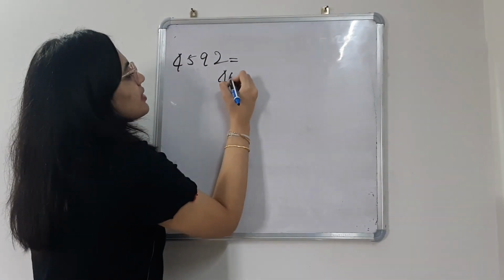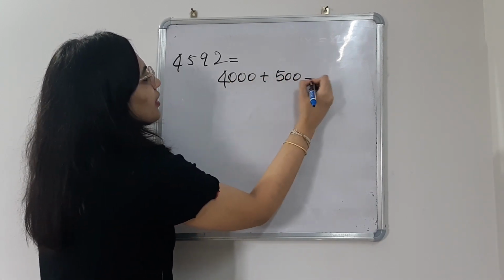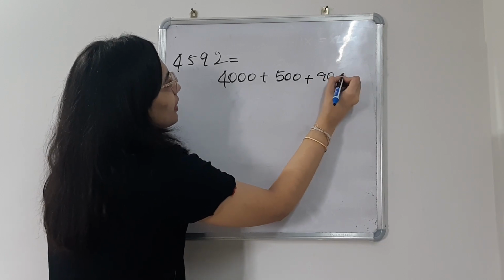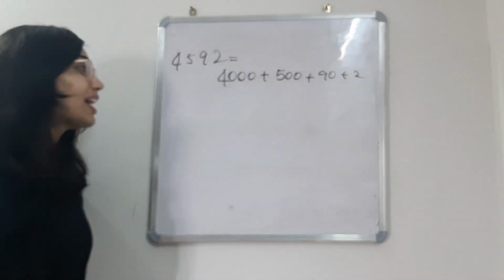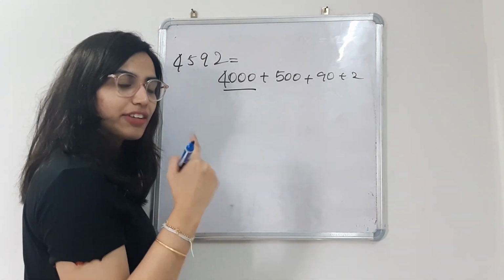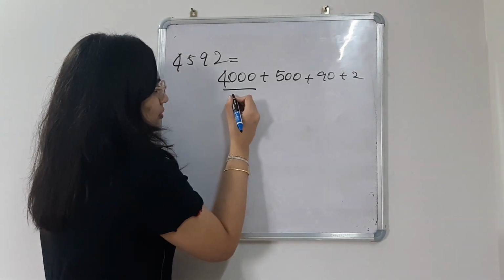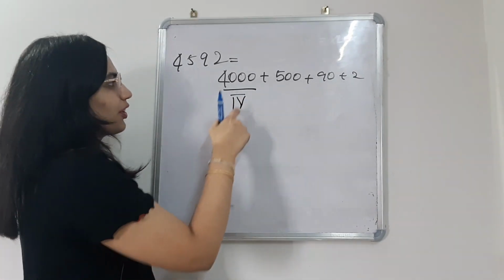Can I write this as 4590 plus 2? I told you we can put a bar on top of a Roman numeral and that will be multiplied by 1000, the last rule. So, can I write like this? 4 into 1000.